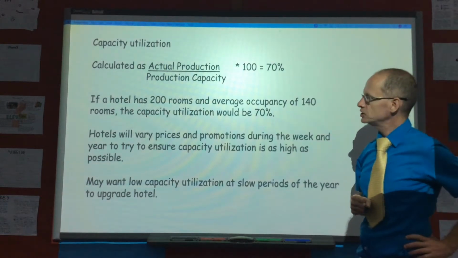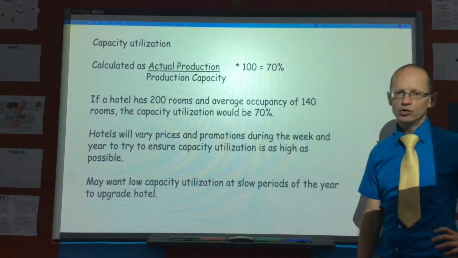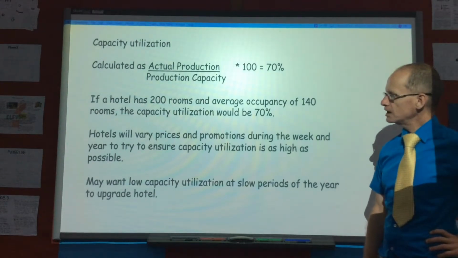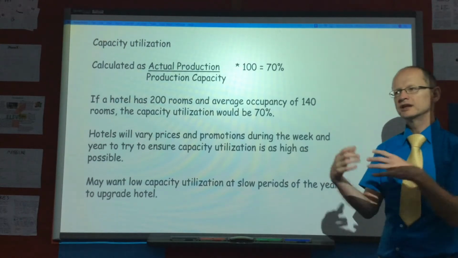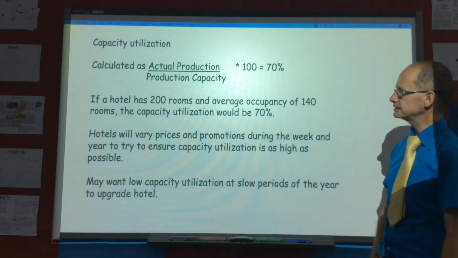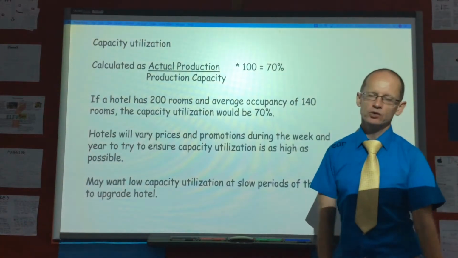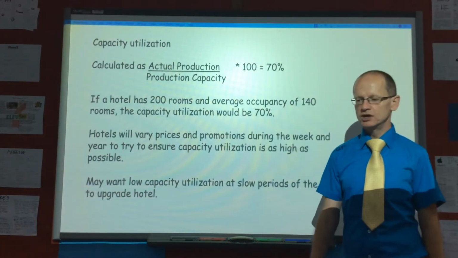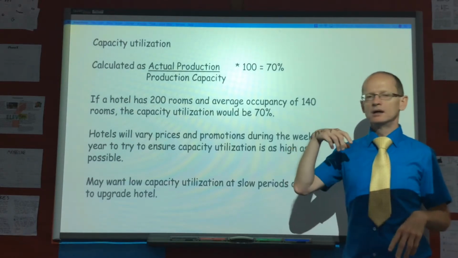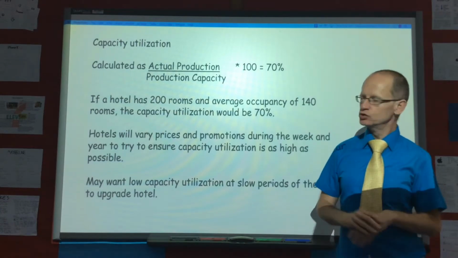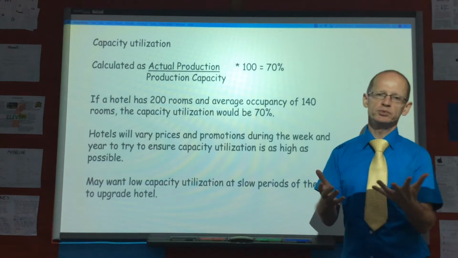Capacity utilization: the example I've given here, the easiest one maybe to understand, has to do with the hotel. The hotel has 200 rooms, 140 are being used. The capacity utilization is 70%. That's straightforward to understand. Obviously, something like a hotel will want its utilization rate to be as high as possible. So depending on the week, depending on the types of promotions they use, they'll hopefully get as close as they can to 100%.